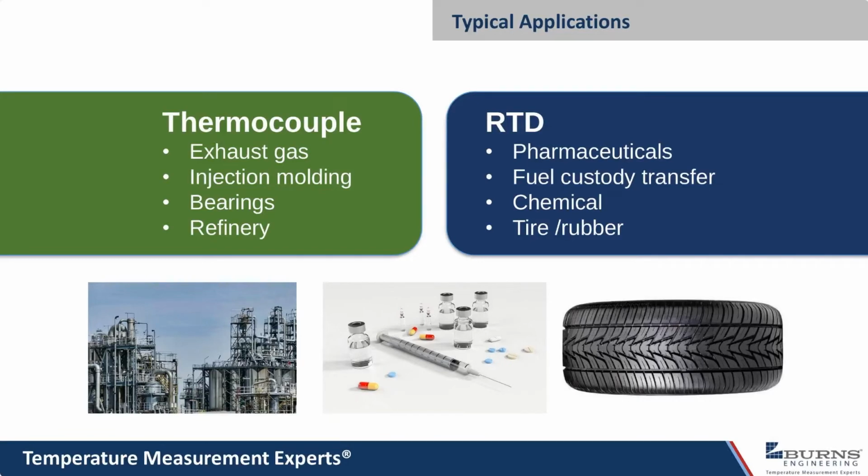Some, like the tire presses where they're curing the rubber for the tires, have to be controlled very accurately, so you end up with a good quality tire. Fuel custody transfer is another, where you're taking gasoline out of what might be an underground storage tank and putting it into a delivery truck on a 100-degree day.